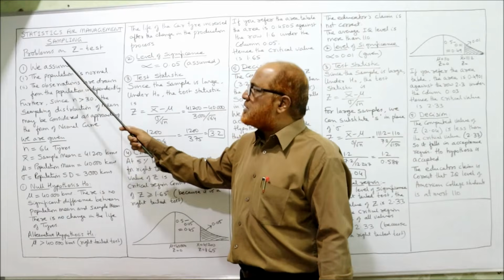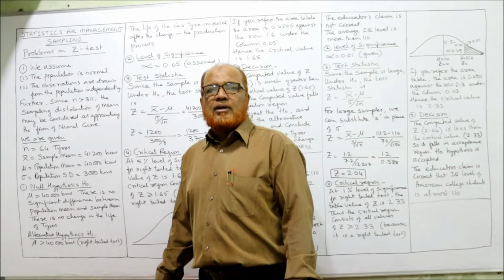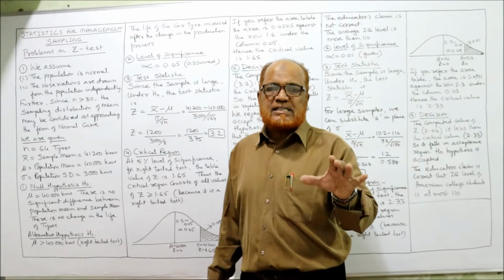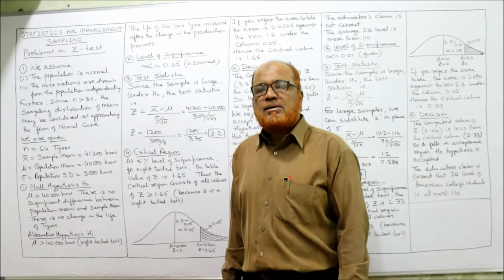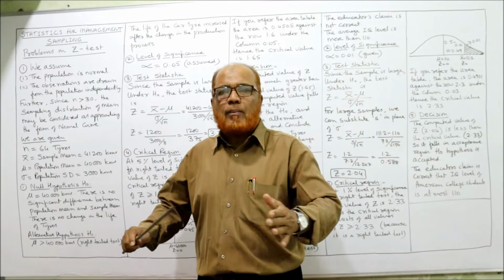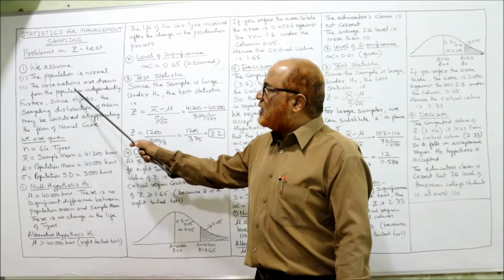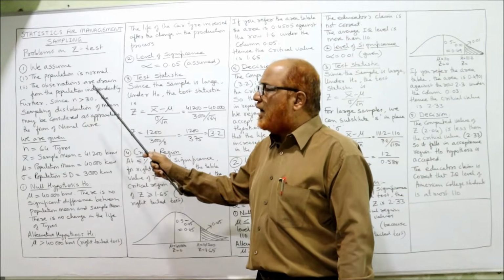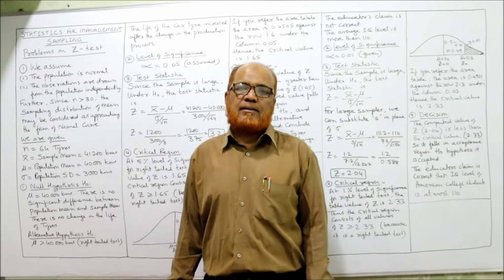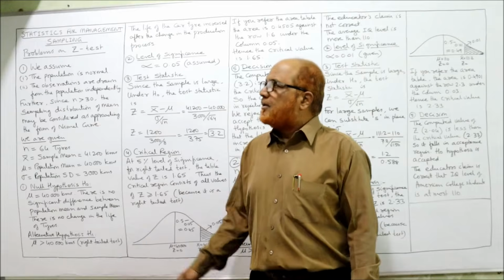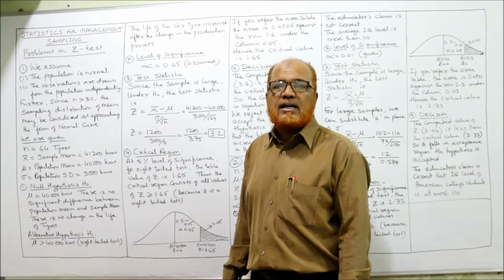See carefully, what are the steps? We assume the population is normal. For applying the Z test, you always have to make some assumptions. The first assumption is that the population has a normal distribution. Secondly, the observations are drawn from the population independently, that means random samples have been taken independently. These two are the assumptions we are making for applying the Z test.